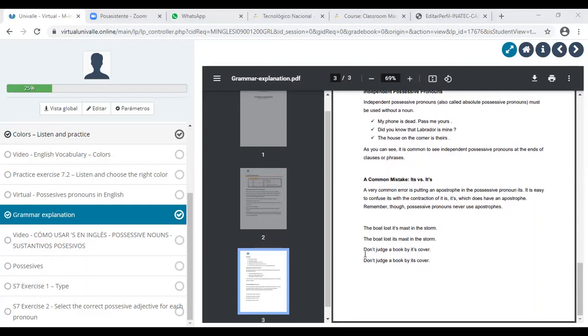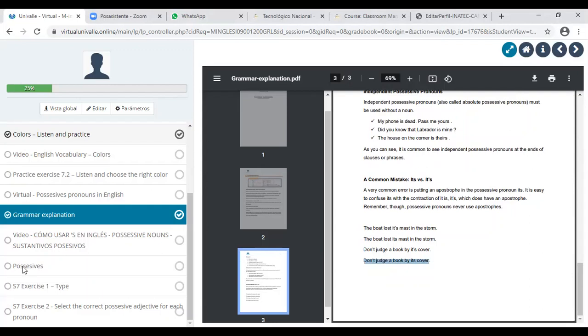And here we have a common error. Don't judge a book by it's cover. Do you think it is correct using the contraction? So it's not correct. It's incorrect. And here we have the right way to say it in English, or to write it in English. Don't judge a book by its cover. No juzgues al libro por su portada.